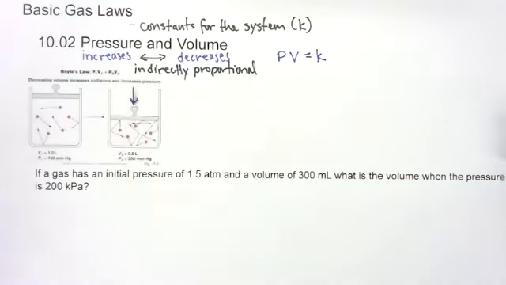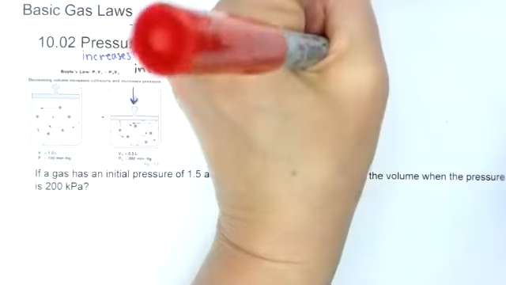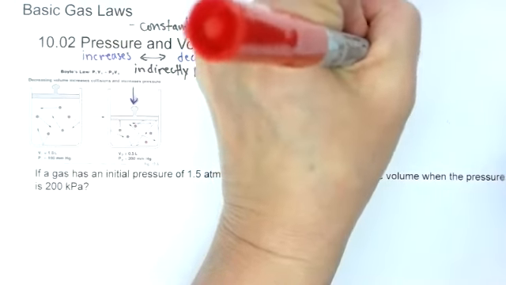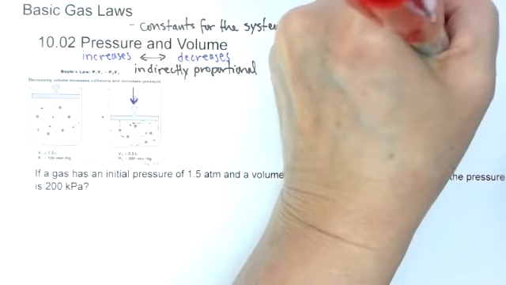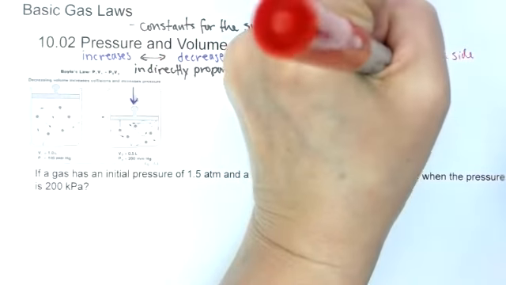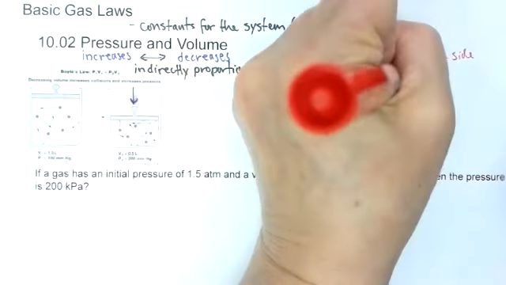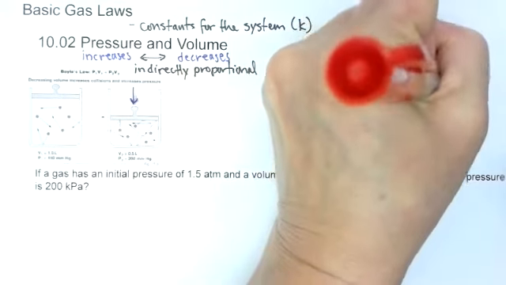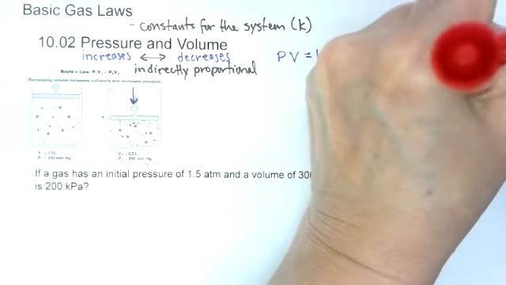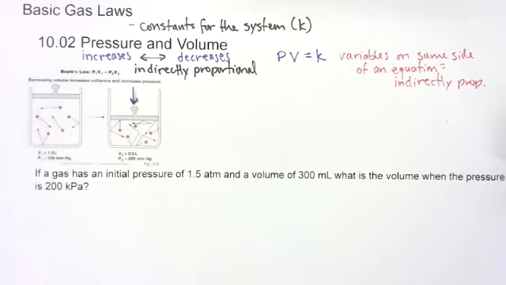The way we would represent this mathematically is we would say that our pressure times our volume is equal to this constant K. One of the things that you need to know, especially for physics, is that when variables are on the same side of an equation, they are indirectly proportional.